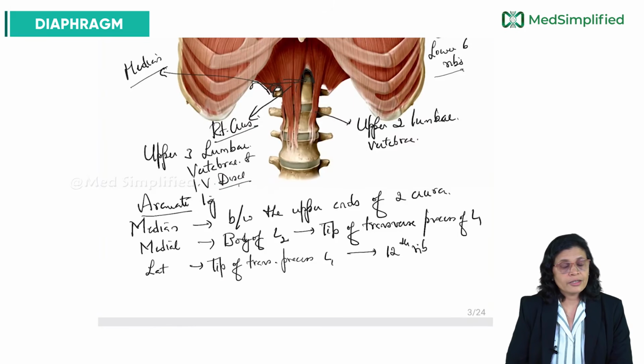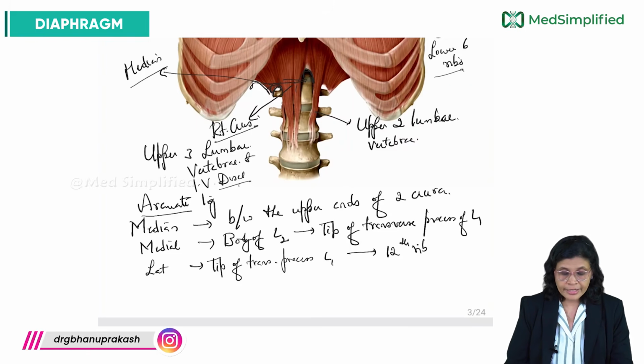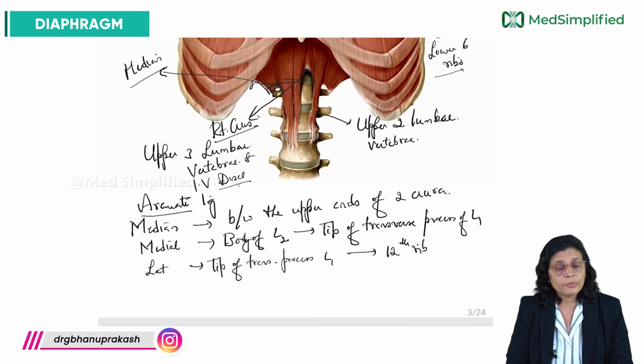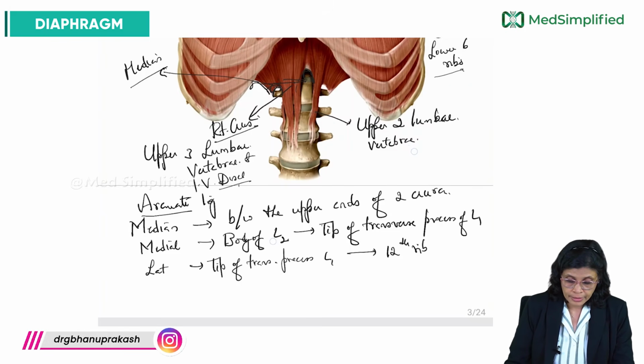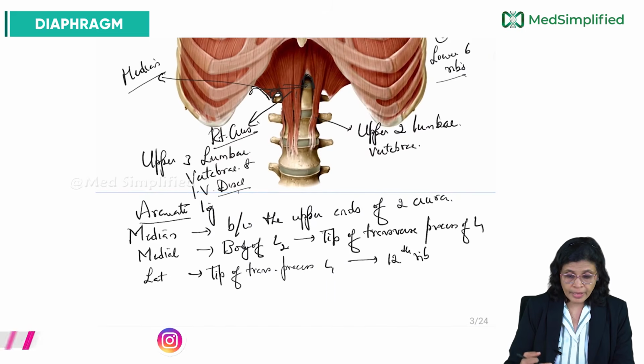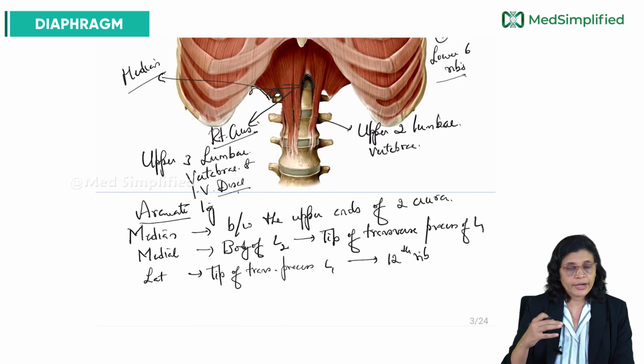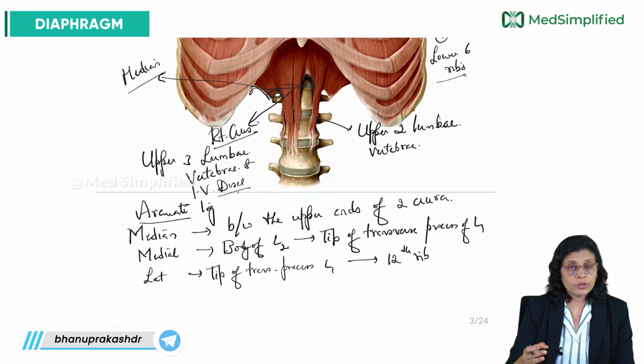Now why do you think the right crus is attached to a greater number of vertebrae, whereas the left is attached to only 2? What can be the reason? Because the right side of the diaphragm has to contract over the liver, and the liver is a very huge, heavy organ. Because of that, it is attached to 3.